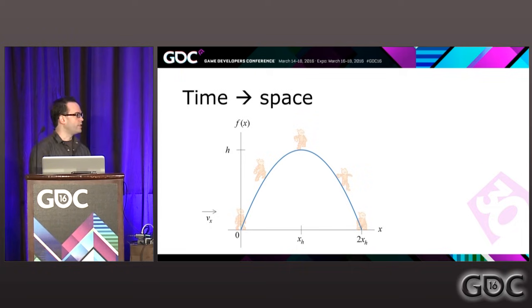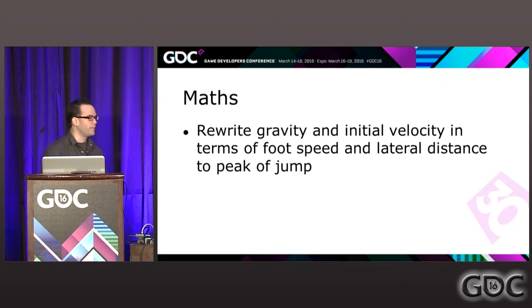So we're defining our jump now in terms of the height, but also the distance horizontally that we cover on the way to the peak of that jump, and we call that x sub h. And then we have our lateral foot speed, and we call that v sub x. So just as before, we want to find gravity and we want to find initial velocity, because those are the things we need to model this in code.